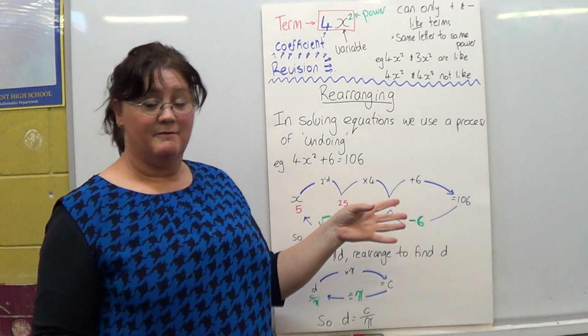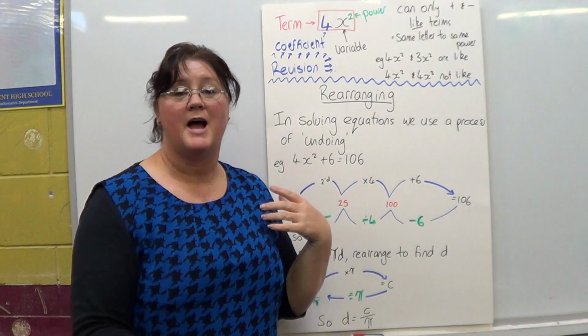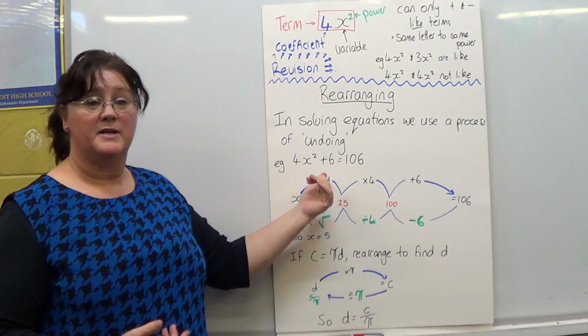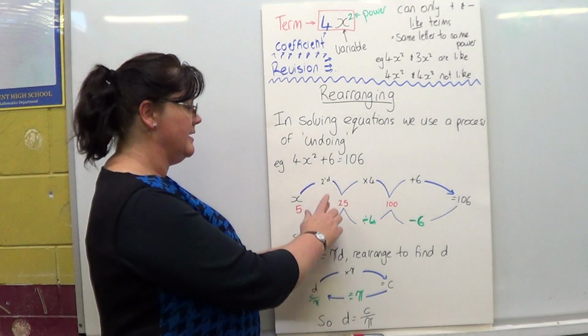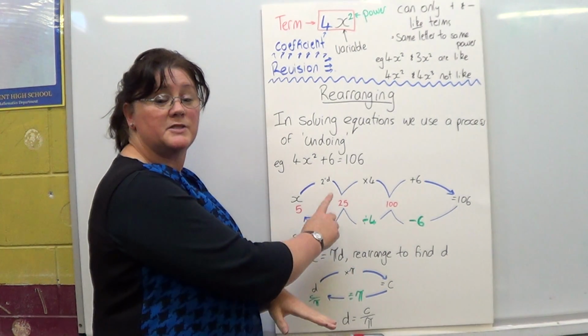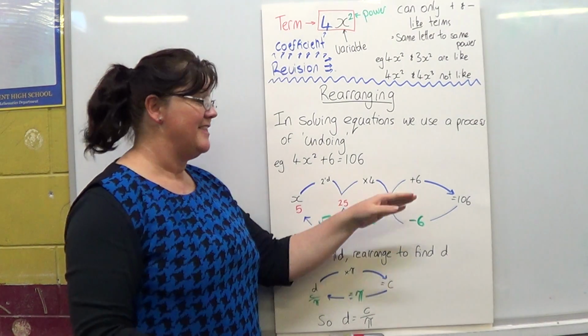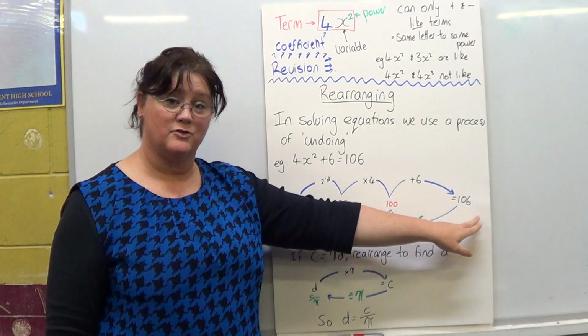Carrying on with rearranging. When we solve equations, it's like a process of undoing. This is a reminder example. 4x squared plus 6 equals 106. How do we solve that? Use our backtracking. First thing that happened to x was it was squared. The second thing, it was multiplied by 4. And then our little x had 6 added to it. This made it equal 106.